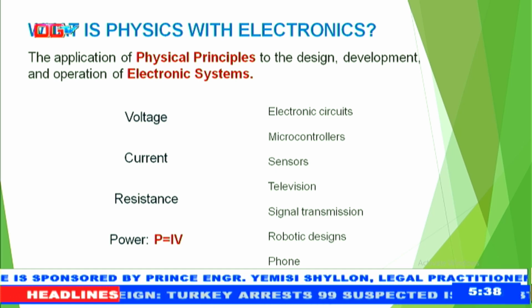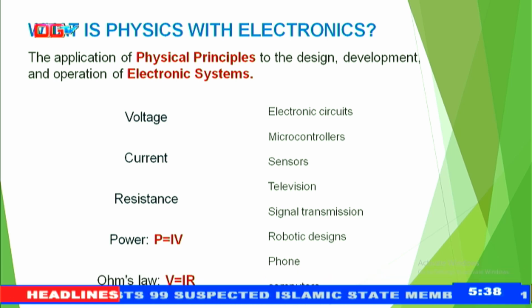So what do you mean by voltage? Voltage is the potential difference between 2 points, between 2 point charges. That is, from one point, what is the potential difference? Likewise, current is the movement of electric charge from one point to another. Resistance, power is your ability to do work, Ohm's law, all those things are physical quantities that have effects, because without all these principles that we're talking about, we cannot even achieve electronics work. They are the basic things, the guiding principles that bring about electronics.